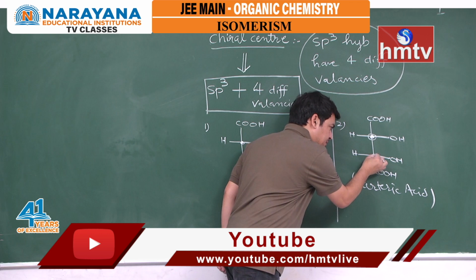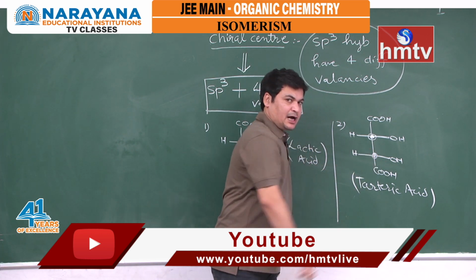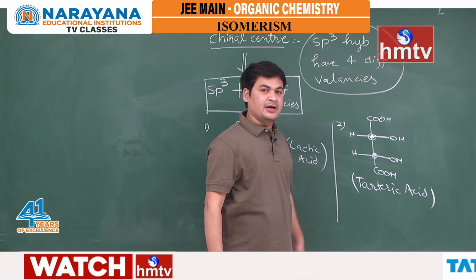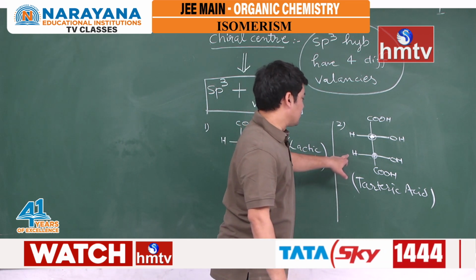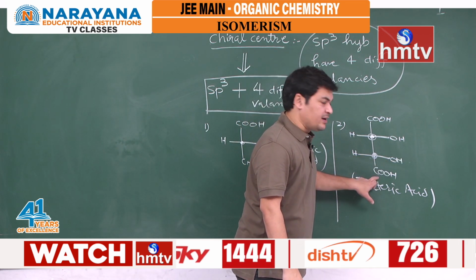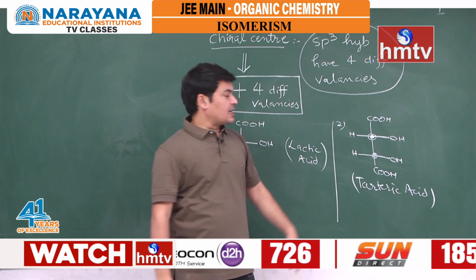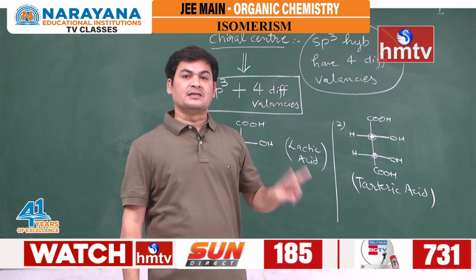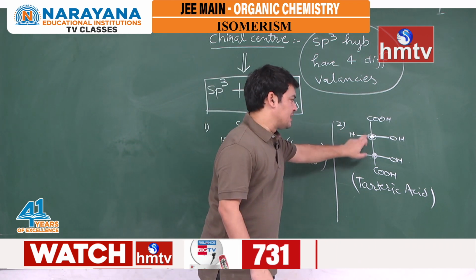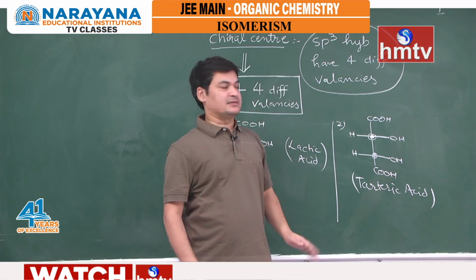See the next carbon. Now focus on this particular carbon only. Here it is sp3 hybridized with 4 different valencies: one H, one OH, one carboxylic acid, and the 4th valency is different. So this tartaric acid has 2 chiral centers, 2 sp3 hybridized carbons with 4 different valencies, right?